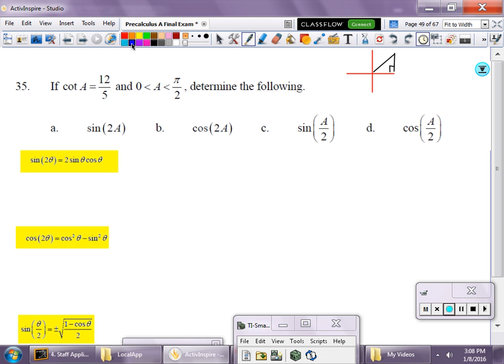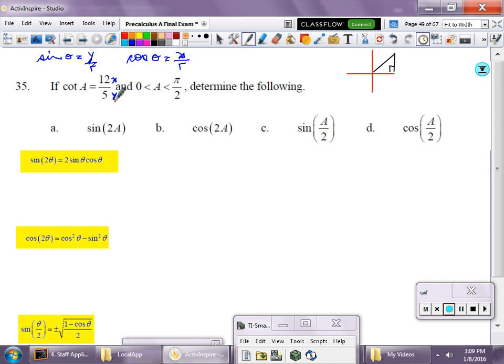Okay, so sine ratio is y over r. And these have to be memorized. They are not on your formula sheet. Cosine ratio is equal to x over r. Okay, and it gave us this cotangent. I'm going to squeeze cotangent in here. Cotangent is the reciprocal function of tangent, which is x over y.